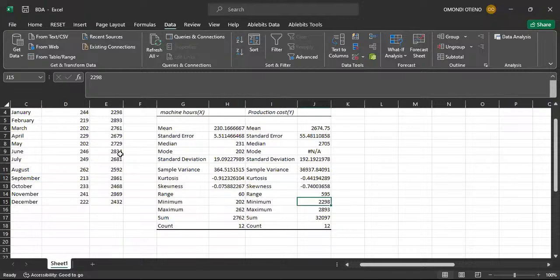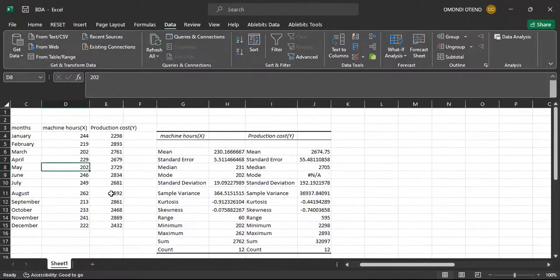You come here and tell me, just come here and tell me, is 202 corresponding to 2298? They are not corresponding. So you have just to concentrate on the cost driver.